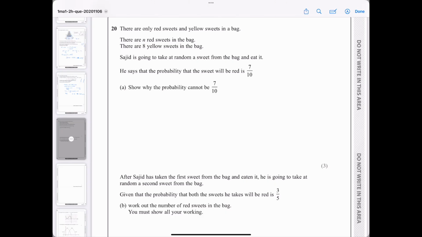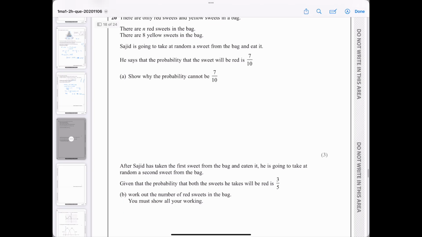There are only red sweets and yellow sweets in the bag. There are n red sweets and there are 8 yellow sweets. Sajid is going to take a sweet at random from the bag and eat it. He says the probability the sweet will be red is 7/10. Show why the probability cannot be 7/10.